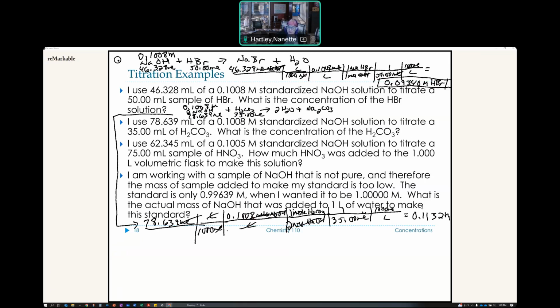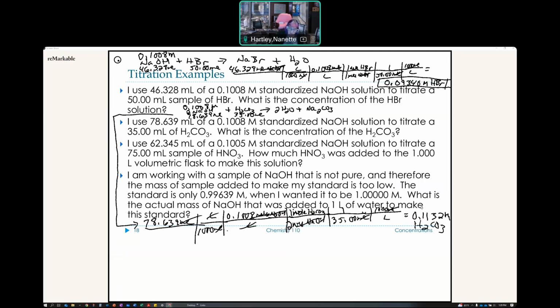So I only have moles of H2CO3. I need to get to molarity, so I need to divide by the volume. I divide by the 35 milliliter sample that I had, and then convert that from milliliters to liters by multiplying by 1,000, because there's 1,000 milliliters in 1 liter. And that leaves me with this answer, 0.1132 molar H2CO3.